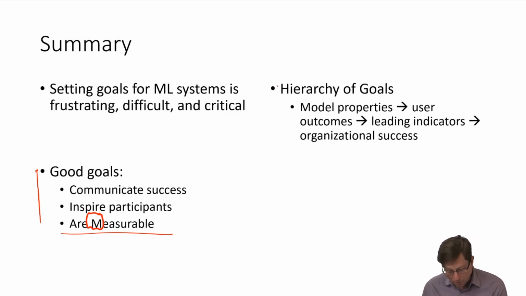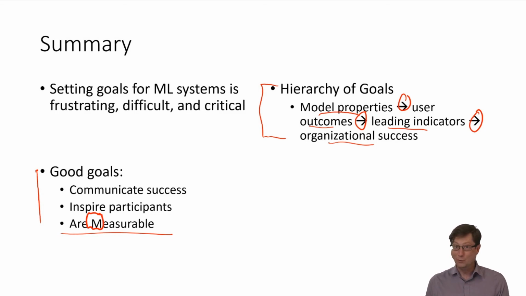There's a hierarchy of goals that I found useful: model properties contribute to user outcomes, and good user outcomes over time contribute to leading indicators like sentiment and engagement, and those things contribute over time to organizational success. Now, of course, in each arrow, there's a lot of work by people who aren't you to make sure those relationships hold, but I think it's your job to understand how the work that you can do in machine learning is going to line up with those people's work to potentially achieve organizational success.